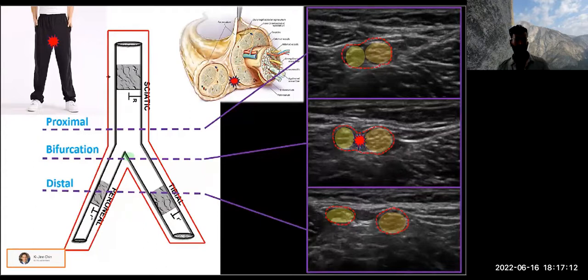But if you try and block the nerves too distally, then the paraneural sheath will have separated, and if you aim to place your needle between the two nerves, you'll still be outside of the sheath, and that can be an easy mistake to make.